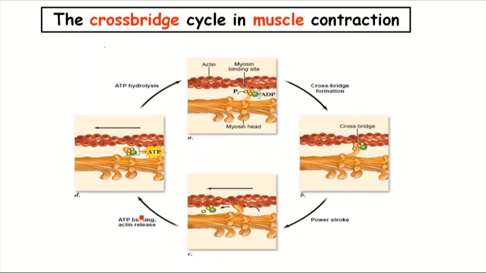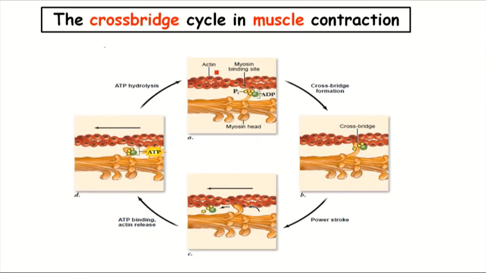After that, again ATP binds to the myosin head, breaking this cross bridge. And ATP hydrolysis returns the myosin head to the energized conformation again, and this cycle begins. So this is the cross bridge cycle of muscle contraction.